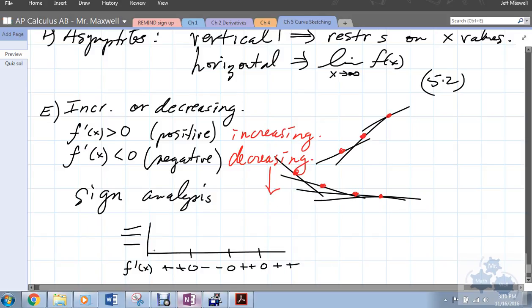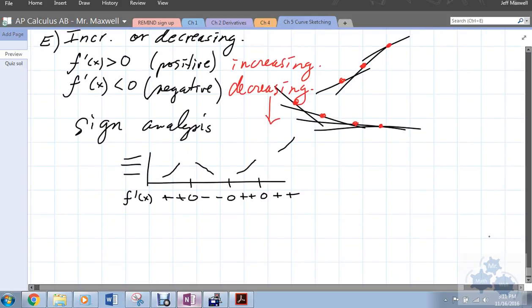You know the function is increasing here, decreasing here, increasing here, increasing again there. So you can kind of put together what's happening there, right? Questions? So we're putting all this together: domain, intercepts, symmetry, asymptotes, intervals of increase and decrease. That's what we've got so far.